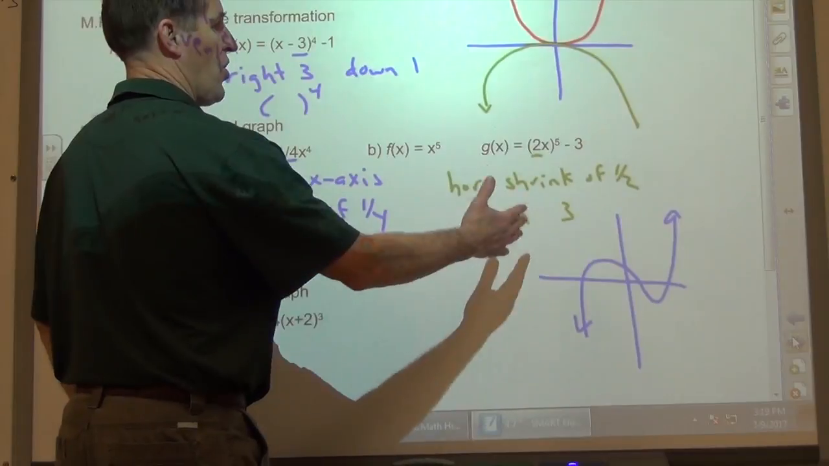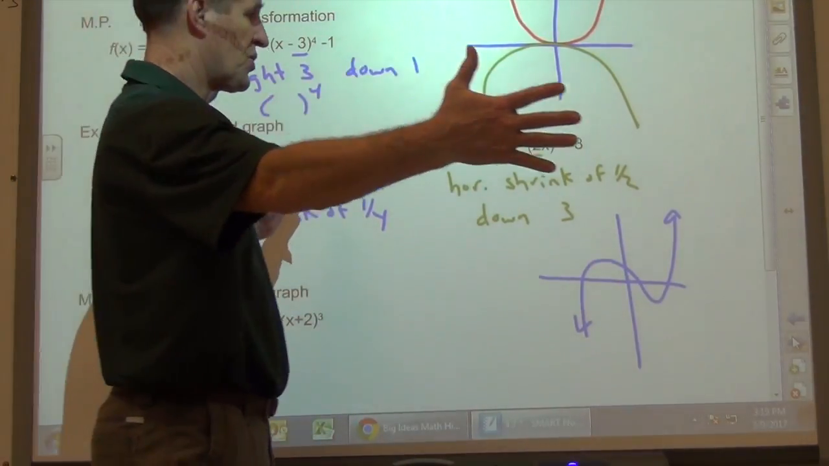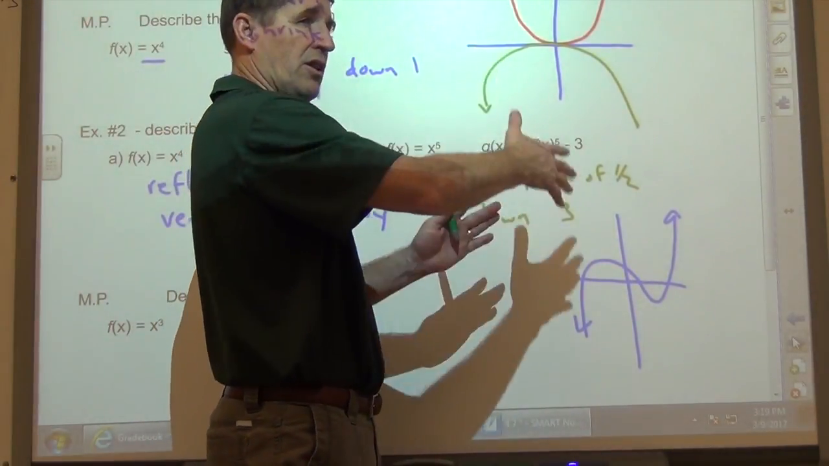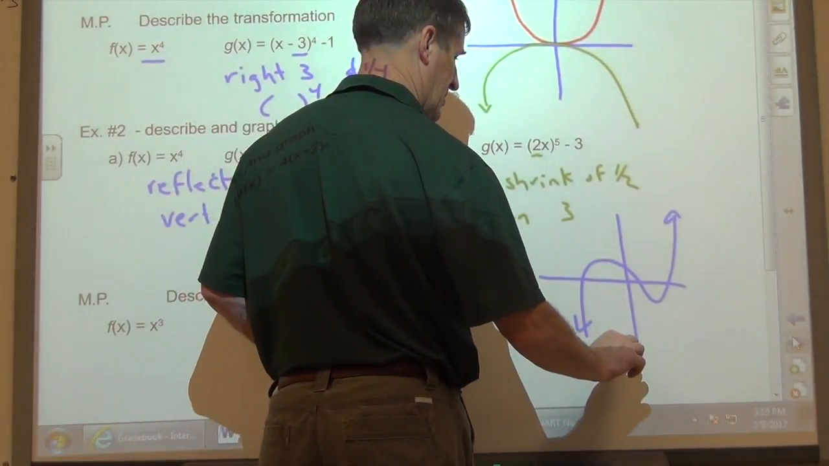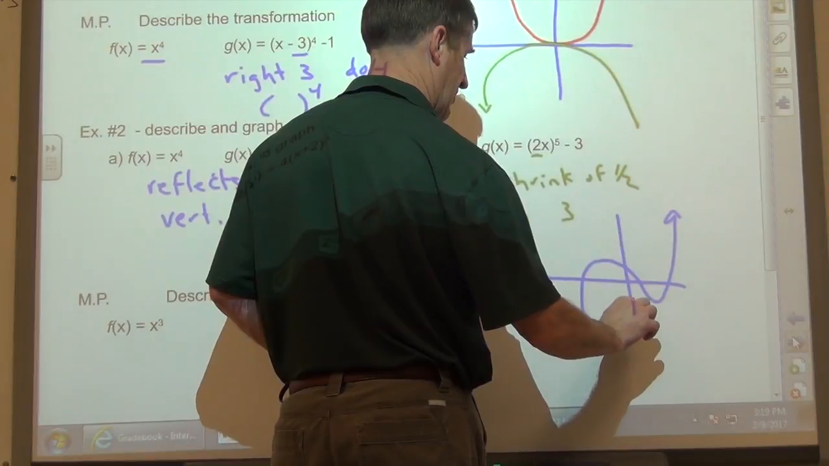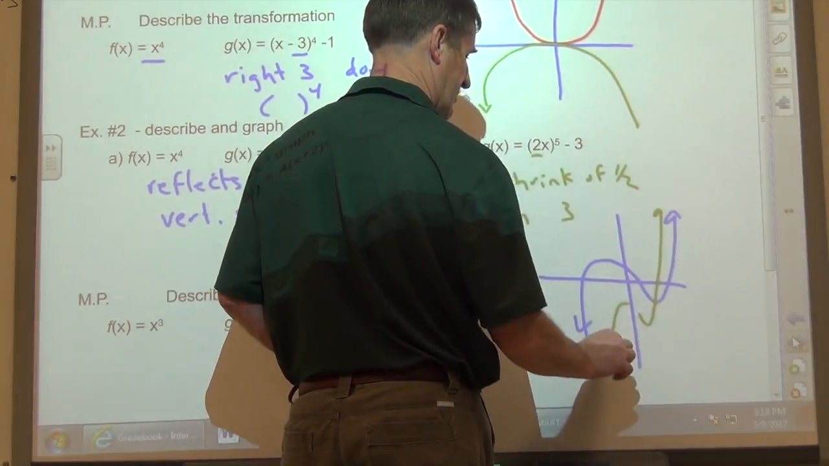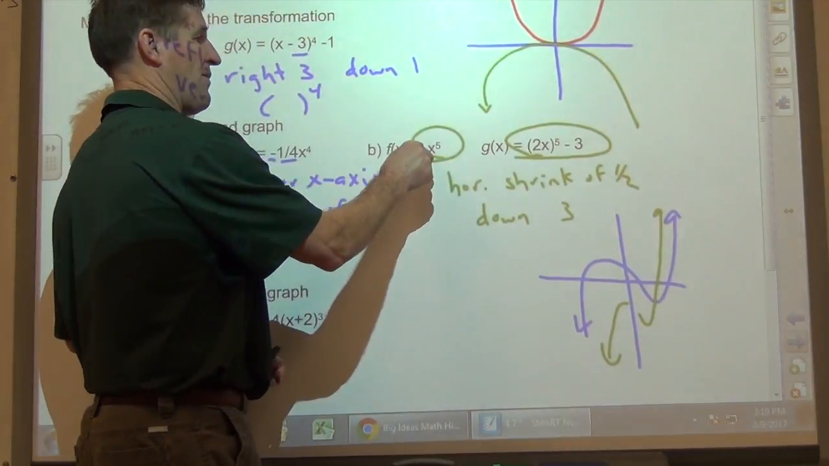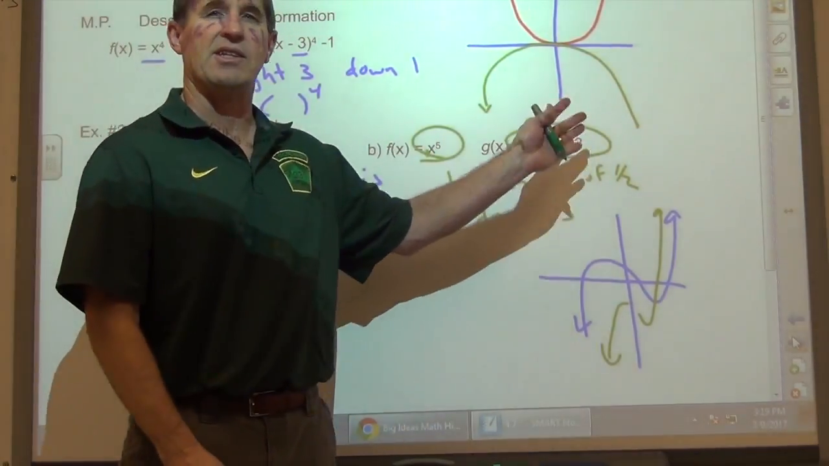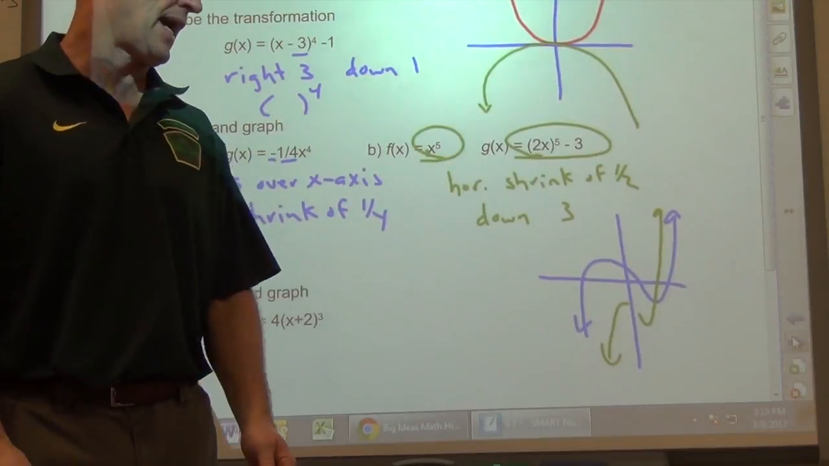And so what I want, horizontal shrink, so we're going to squeeze it this way, which is going to make it thinner and look like a vertical stretch. And down 3, so I would just make it thinner and move it down 3. So if you graph them, you would just type it into the graphing calculator and see what it looked like, and then just visually move it. It doesn't have to be exact.